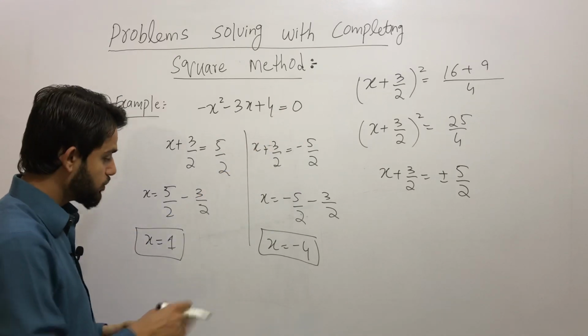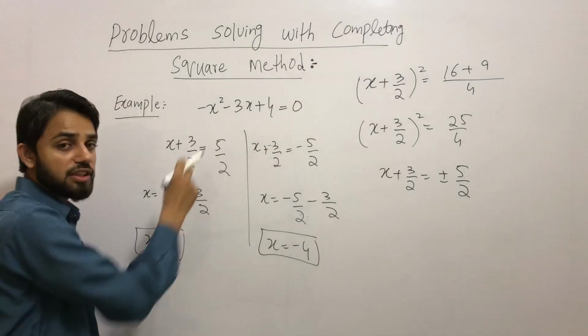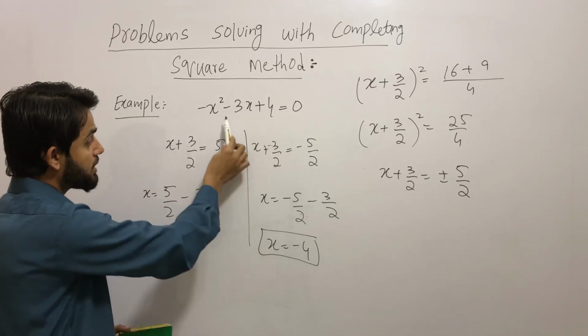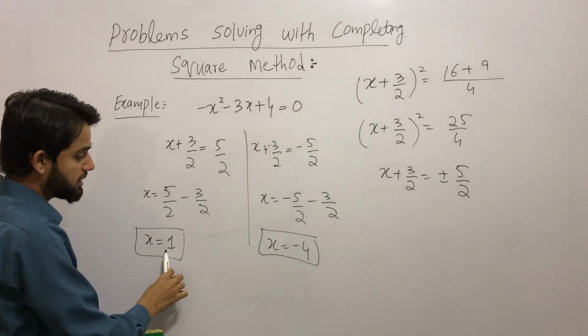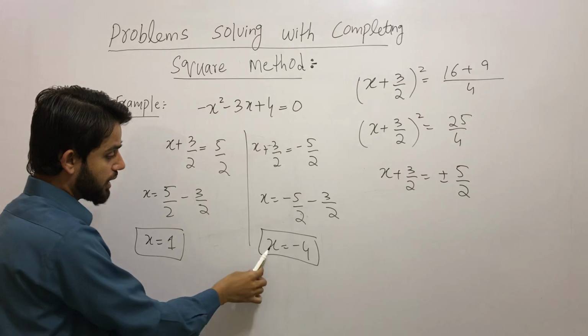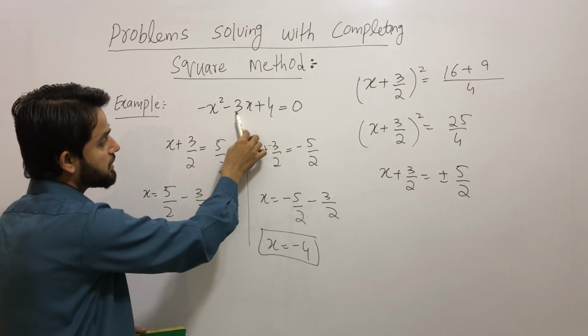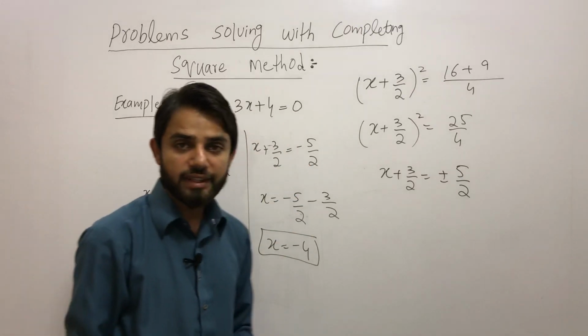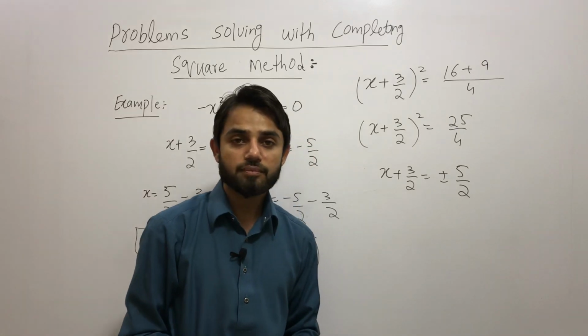So again, once you put these two values back into your original equation, you should get 0 equals to 0 for this value of x, and also for this value of x you should get 0 equals to 0. If you are not getting that, it means you did something wrong.